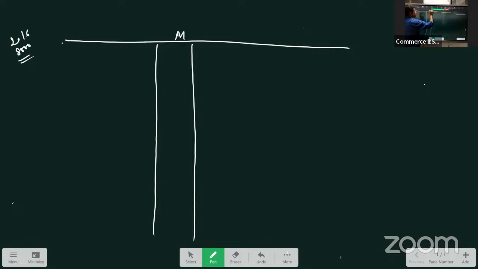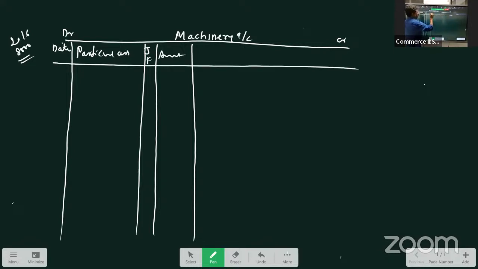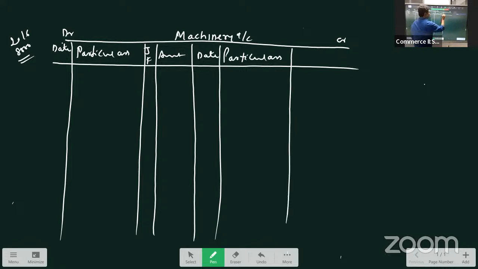Again, I am preparing machinery account. Machinery account. Left hand side is debit side, right hand side is credit side. Columns are date, particulars, JF, amount. Date, particulars, JF.